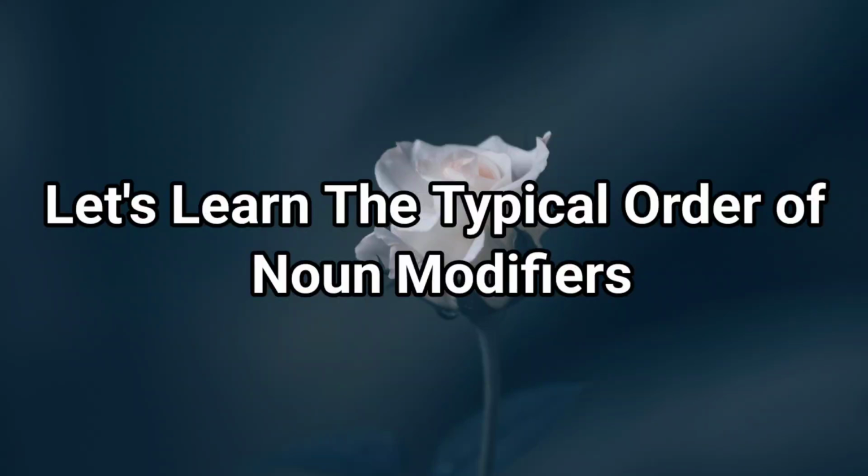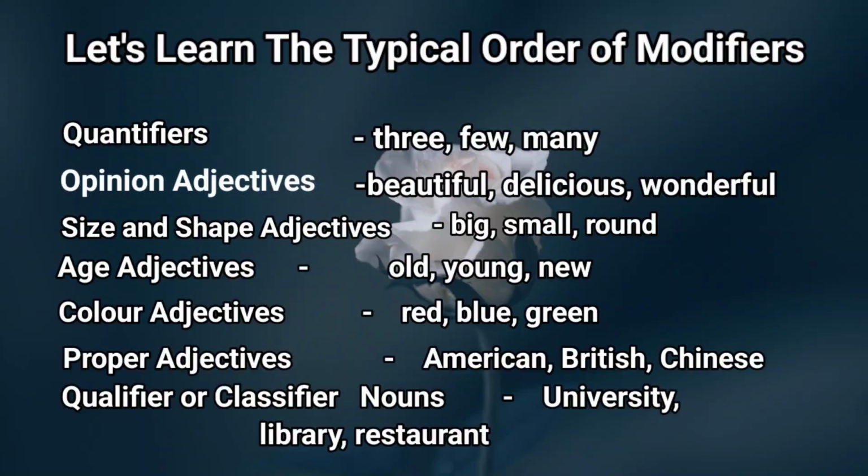There is a typical order of noun modifiers as follows. Quantifiers: three, few, many. Opinion adjectives: beautiful, delicious, wonderful. Size and shape adjectives: big, small, round. Age adjectives: old, young, new. Color adjectives: red, blue, green. Proper adjectives: American, British, Chinese. Qualifier or classifier nouns: university, library, restaurant.